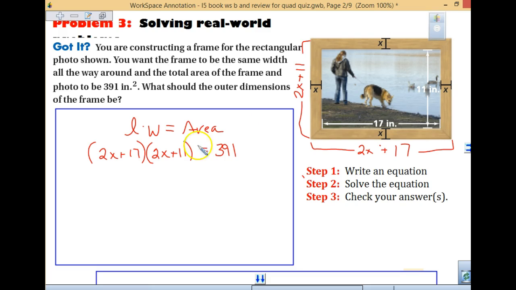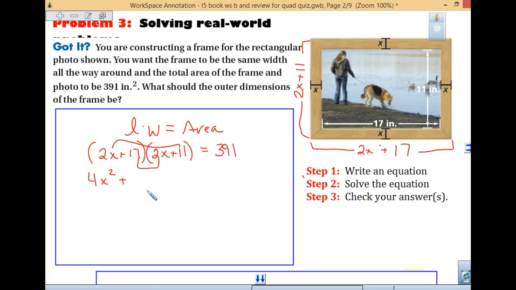Now, to start the problem, what you actually need to do first is use that extended distributive property or FOIL, and we need to multiply this up. So Caleb, we're going to start multiplying. 2x times 2x gives us 4x squared. I now need to get my middle term. So this is where your calculator might come in. I'm going to take 2x times 17, I'm also going to take 2x times 11, and I'm going to add those two together.